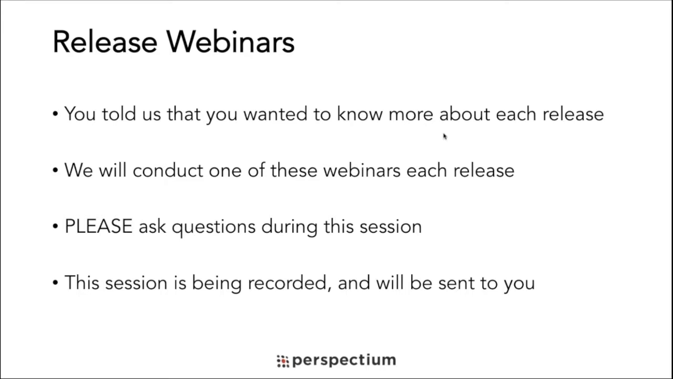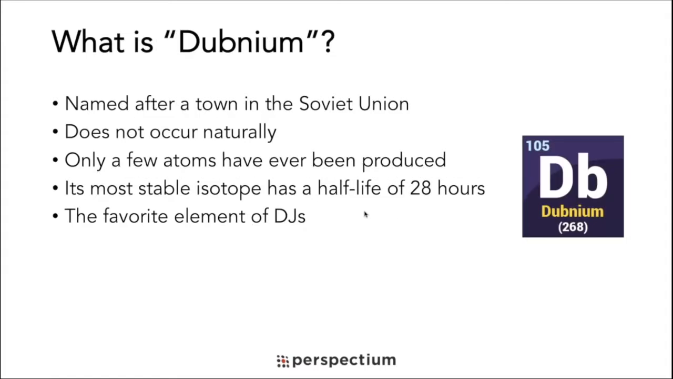You may also recall that we changed our release naming scheme to make it easier for people to remember which release they're on. And this one is called Dubnium. So the obvious question is, well, what actually is Dubnium? It's an element, just like all of our other releases. It was actually named after a town in the Soviet Union. It does not occur naturally. Only a few atoms of it have ever been produced, and the most stable one had a half-life of 28 hours. It is also the favorite element of DJs, I think. And most importantly, it is the latest release from Perspectium.